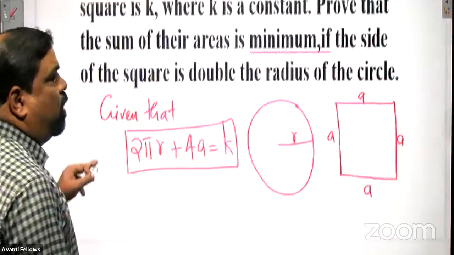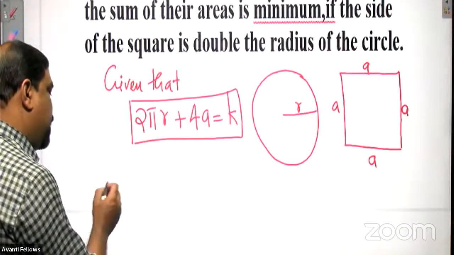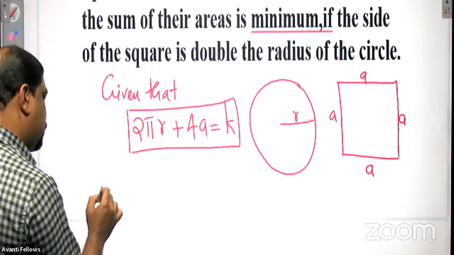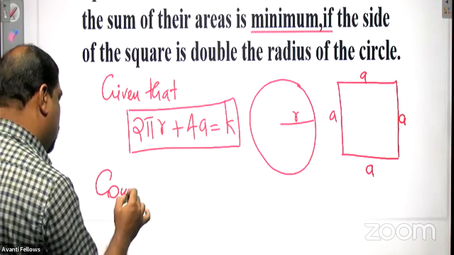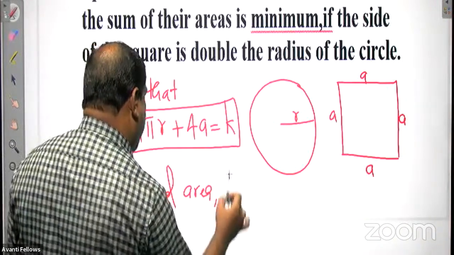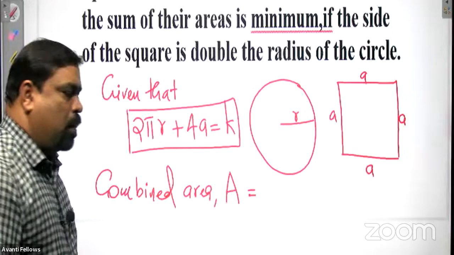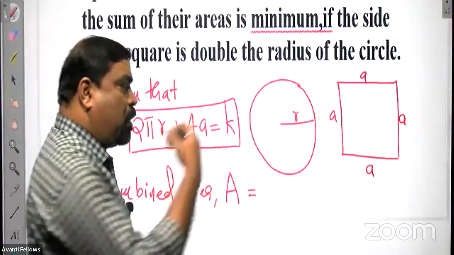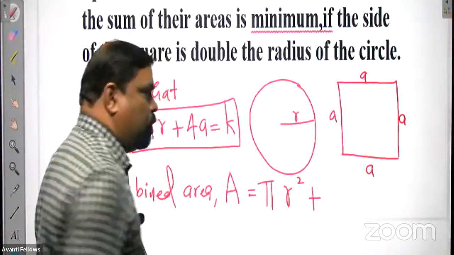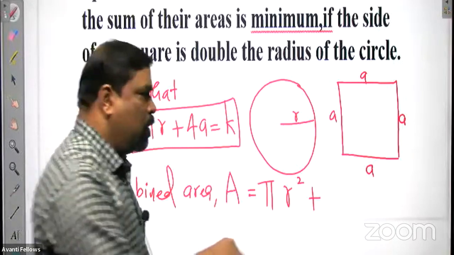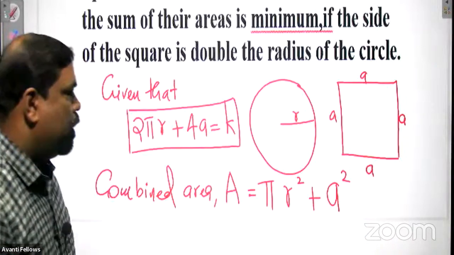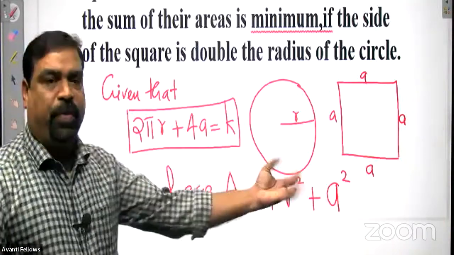Now we have to find the combined area as a function. So let the combined area be capital A. Combined area means the area of the circle, pi r square, plus the area of the square, which is side square, that is a square. The combined area is pi r square plus a square.